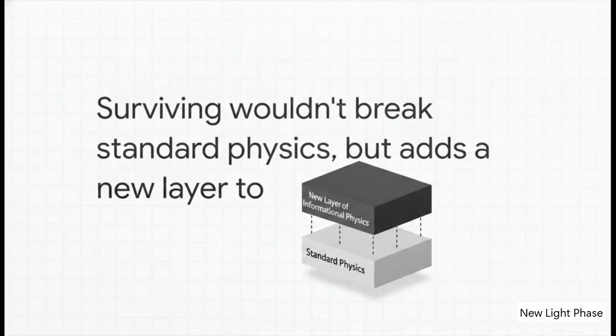If this test actually survives that brutal gauntlet of controls we just talked about, it wouldn't mean standard physics is broken. Not at all. Instead, it adds a completely new layer to our understanding of informational physics. It would prove that the mere physical shape of an interacting network is a fundamental feature that changes the behavior of a photon. It basically expands the rulebook.